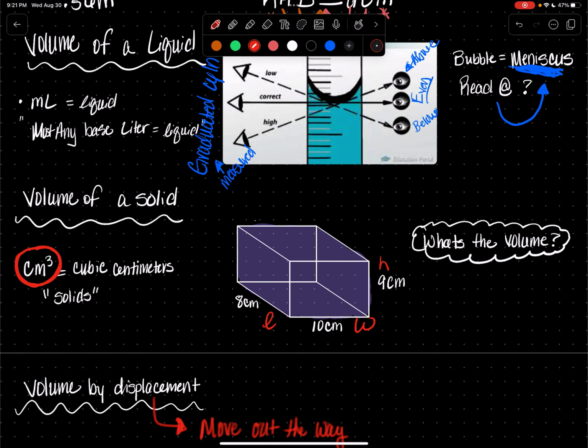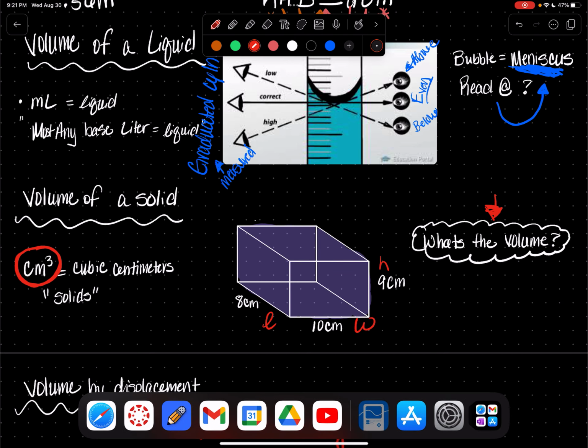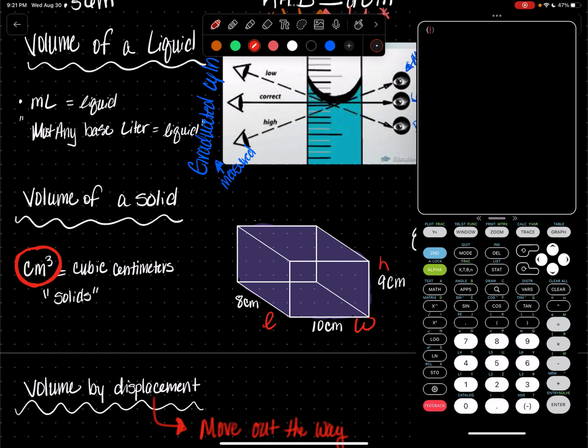Let's do some math. I'm giving you a cube here. I've asked you what the volume is. So I'm looking to do that right there to define what is the volume. So you pull out your handy dandy calculator. Let me get mine loaded in here. All right. So I said I'm doing length times width times height.